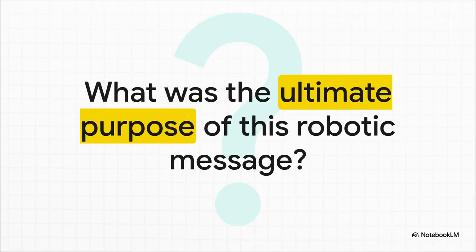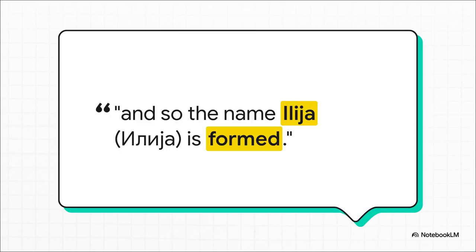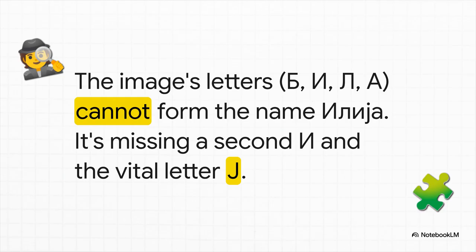So what was the point of all this? With all these letters and signals flying around, what was the message these robots were actually trying to send? And here it is. The final line of the blueprint reveals the entire goal. The whole point, the entire reason for this complex robotic relay was to form the Serbian name Ilija, spelled E-L-E-I-J-A. And this is where it all comes crashing down. The image totally fails at its one primary objective. The letters we actually have on the robots, B, E, L, and A, they can't spell Ilija. It's missing a second E, and most importantly, it's missing the letter Ye. And who was Ye? The very same cyborg that got replaced by our mysterious robot with a square.